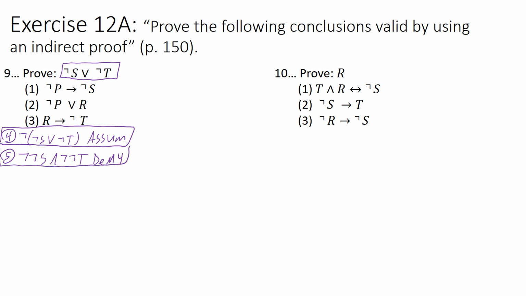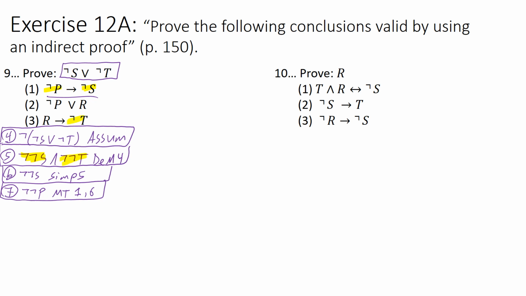We can do double negation, although maybe we should first simplify this not s, and then we can do a modus tollens inference. So for 6, let's get not s, simplification 5. And then for 7, we can do our modus tollens, so not p, modus tollens 1, 6. Notice this not t, so that's t.